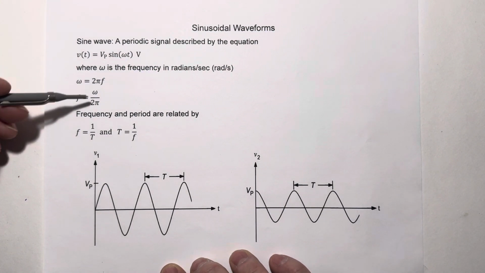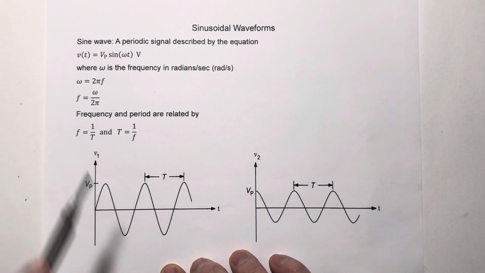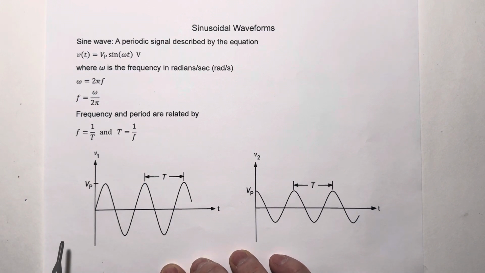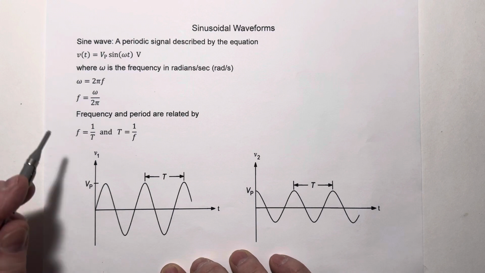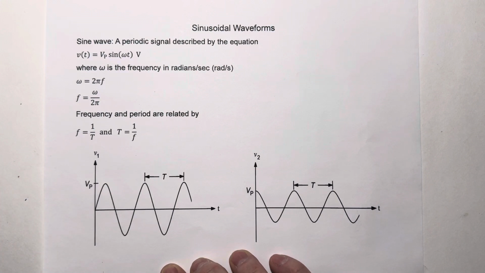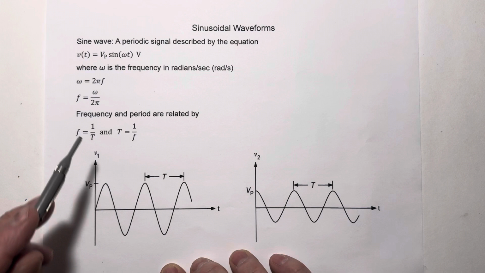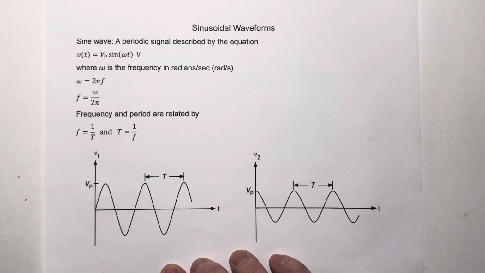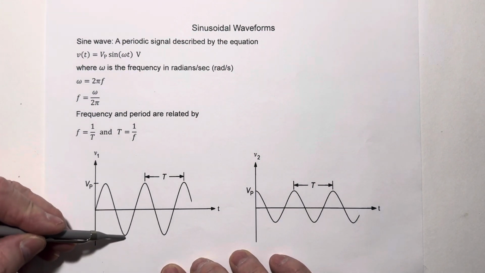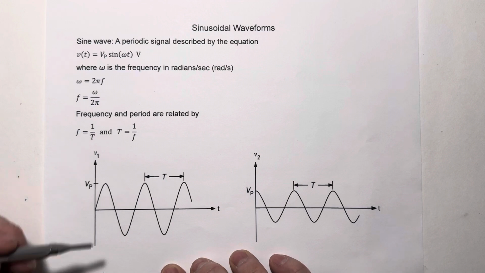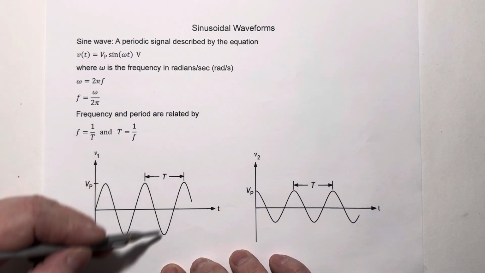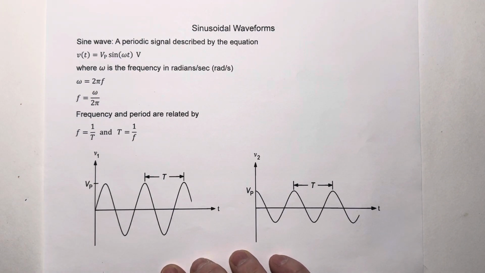We designate that with F. Omega, the radian frequency, is equal to 2 pi times the frequency in hertz. Omega equals 2 pi F. And similarly, frequency in hertz is equal to omega, radians per second, divided by 2 pi. The 2 pi comes from the fact that there are 2 pi radians in one complete cycle of a sine wave, or one rotation around the unit circle.